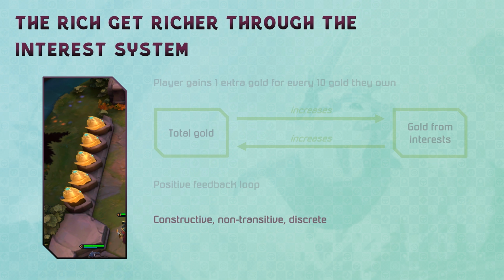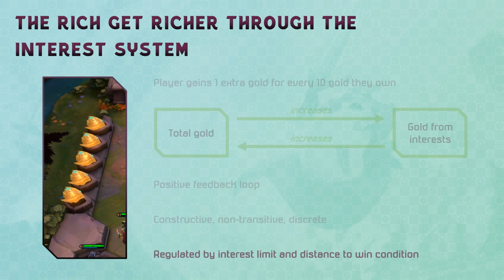Since every unregulated positive feedback loop leads to the collapse or explosion of the system, as we've talked about, of course there are certain regulations on the interest system. First of all, there's an interest limit. You can gain a maximum of 5 gold per round from the interest, which means that saving more than 50 gold doesn't make a difference anymore. And that certainly leads to a point in time where players just have to spend their money because saving no longer makes sense.